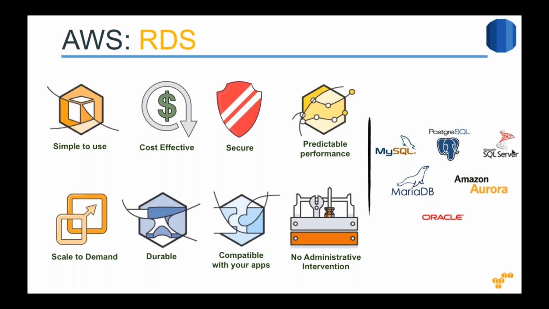On the right-hand side are the most common, most popular database engines available in the market, and the list that you see here is exactly the same list that is supported by Amazon. You have open source MySQL, open source PostgreSQL, proprietary Microsoft SQL Server, and MariaDB is also supported, and Amazon Aurora. I will speak a few words on Amazon Aurora here.